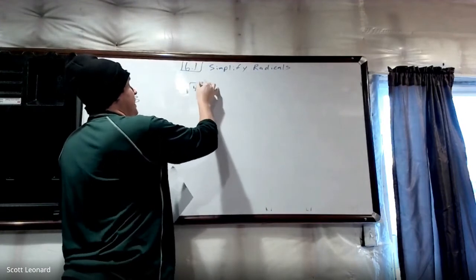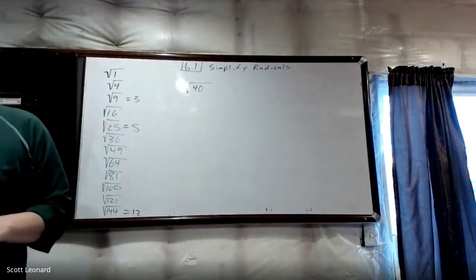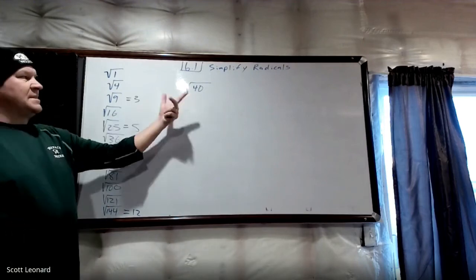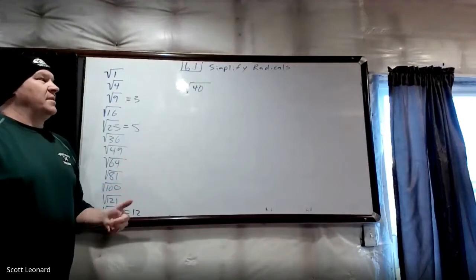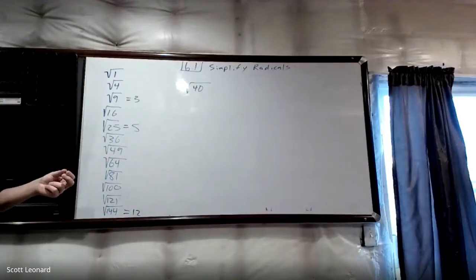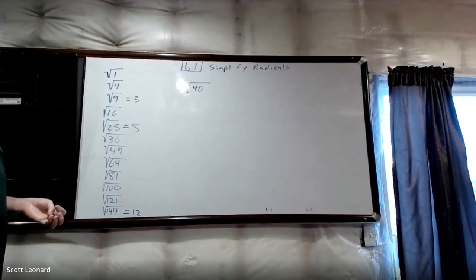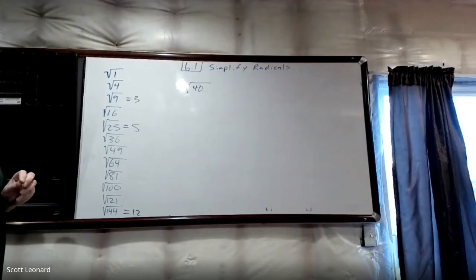Square root of 40. That's not on my list. It's between 36 and 49. The square root of 36 is 6. The square root of 49 is 7. So the square root of 40 is going to be some decimal between 6 and 7. But we're not looking for the decimal answers. We want to be able to break this down. It's a mathematical skill that we need as we solve quadratic equations.